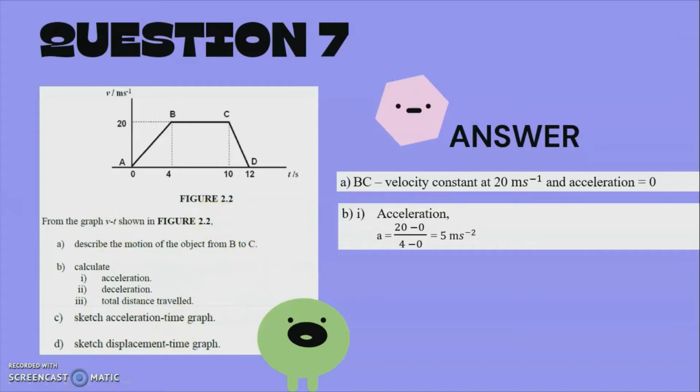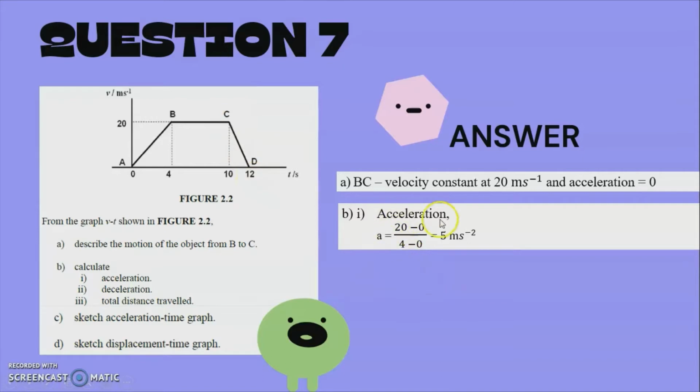Okay, so for acceleration, VT graph, you calculate the gradient. Okay, so part AB is accelerating. The object is accelerating. BC, acceleration is 0. But for CD, you see the velocity is decreasing, means that it is deceleration. So you know that for acceleration, you just find the gradient for AB. For deceleration, you find the gradient for CD.